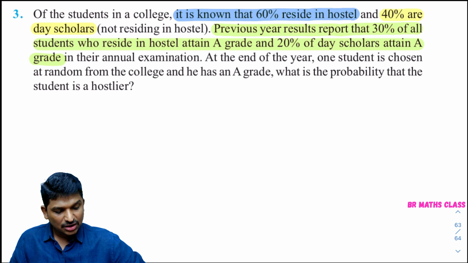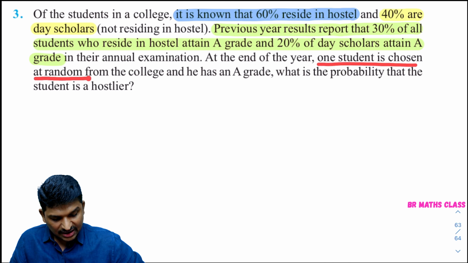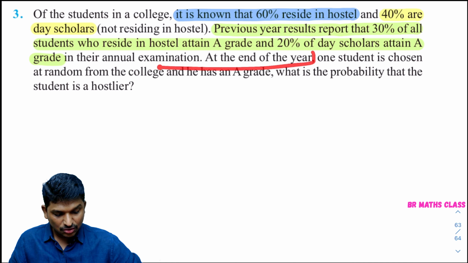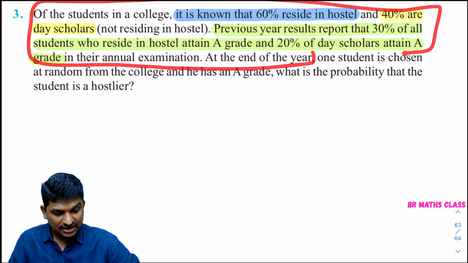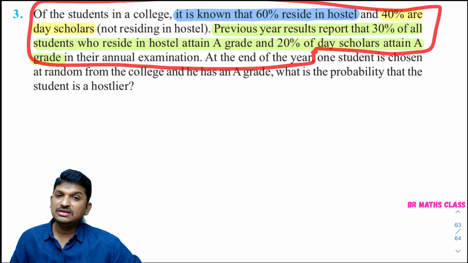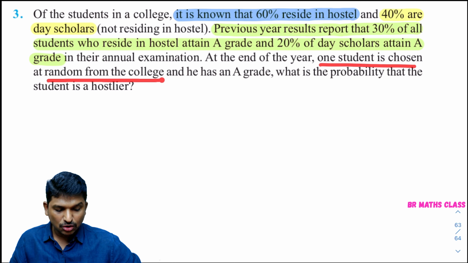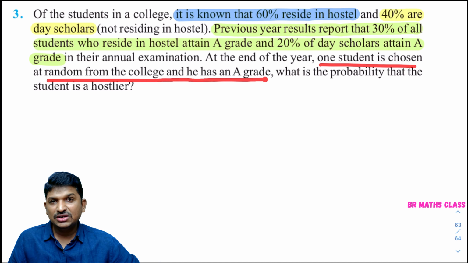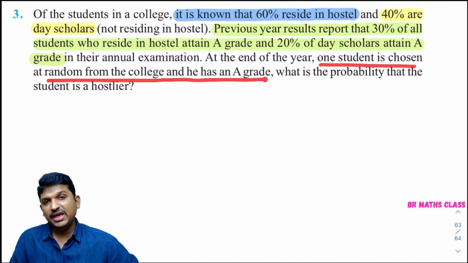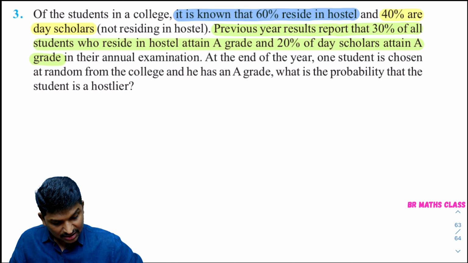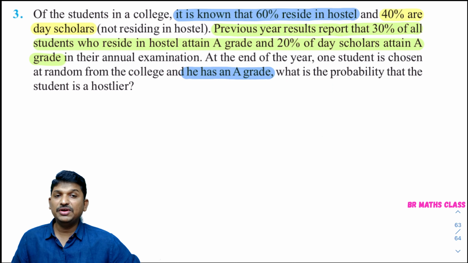At the end of the year, one student is chosen at random from the college. So till now, all the data given here is related to the question. Now onwards the actual thing starts. What is the actual thing? One student is chosen at random from the college and he has A grade. We selected one student from the college and that student is of A grade. This is important information actually. He has A grade. This is the given data.